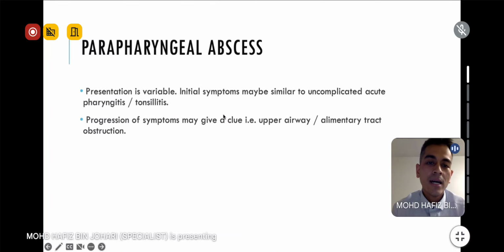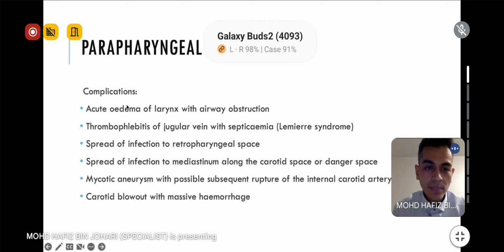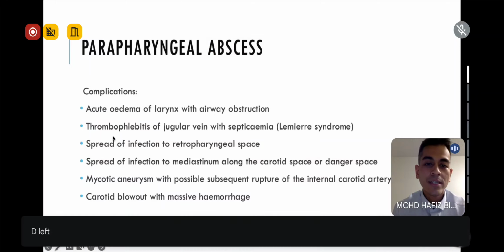So the symptoms are variable. The patient could present with the origin of the infection site. But clinically, the patient will show progression, for example, upper airway or alimentary tract obstruction. There are variable complications from parapharyngeal abscesses, which could be edema of the larynx causing airway obstruction.